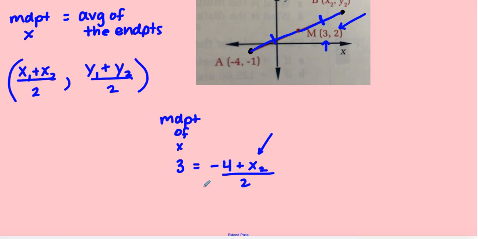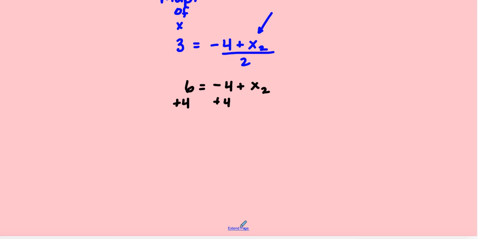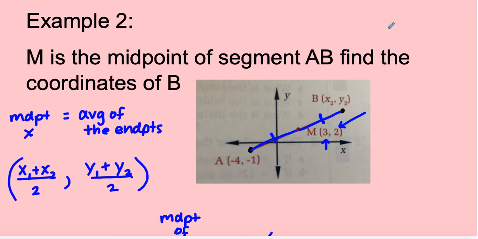All right, so I simplify. I'm going to clear fractions. That's going to give me 6 equals -4 plus x2. And then I can add 4 to both sides, giving me that 10 equals x2. So I know now that the x coordinate at point B is 10.